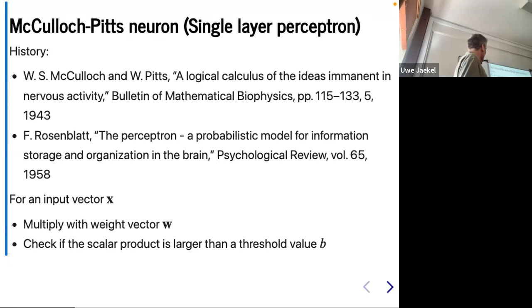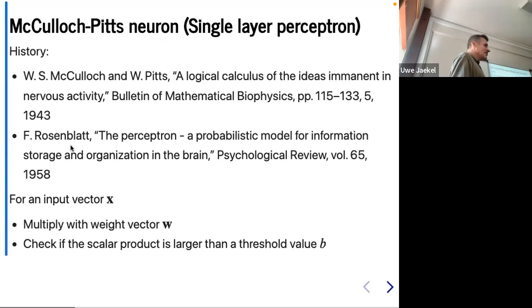Okay, so the origin goes back to the 1940s. Actually, in 1943, there was this paper by McCulloch and Pitts, and this linear perceptron. It's sometimes called the McCulloch-Pitts neuron or single-layer perceptron, and it was probably reinvented by Rosenblatt, or at least discussed. I don't know whether Rosenblatt was aware of the McCulloch and Pitts work. The first one was in Mathematical Biophysics, and the other one in Psychological Review. And this Rosenblatt paper is from 1958.